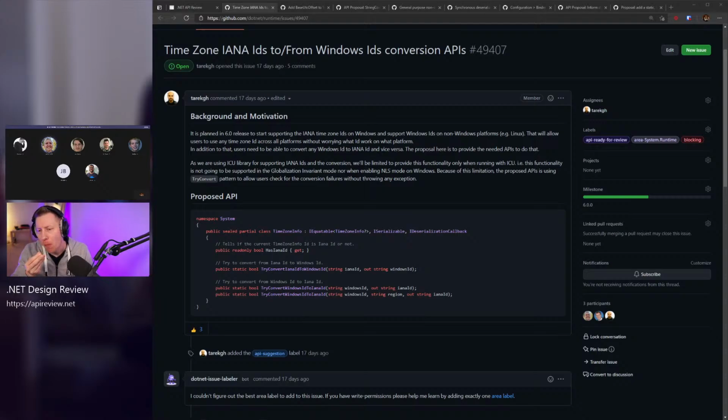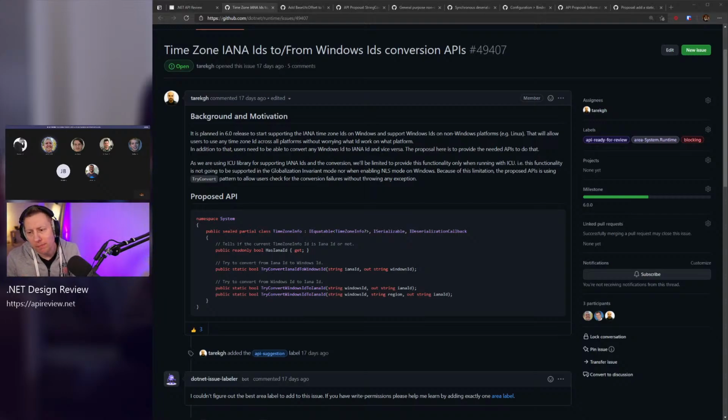The way the data works under the hood is there's a primary zone. They call it the golden zone in ICU or CLDR parlance. So if you don't specify a region, that's the one you get. An example would be if I pass in Pacific Standard Time as a Windows ID, the golden zone is America/Los_Angeles for the IANA ID. However, if I know for a fact that I'm interested in the Canadian variant of that, then I would pass CA for the region. And instead of America/Los_Angeles, I would get America/Vancouver.